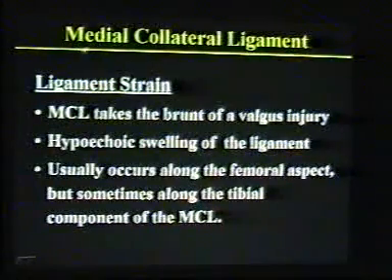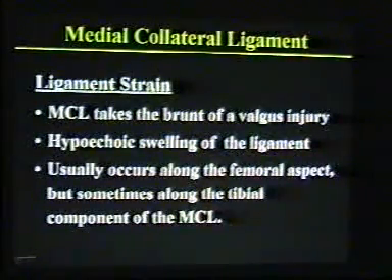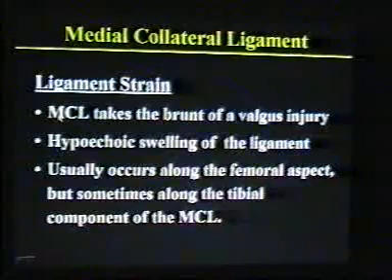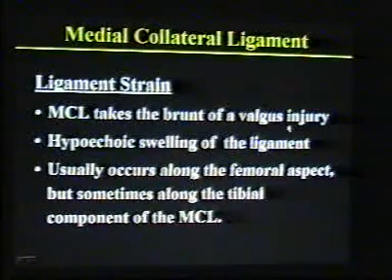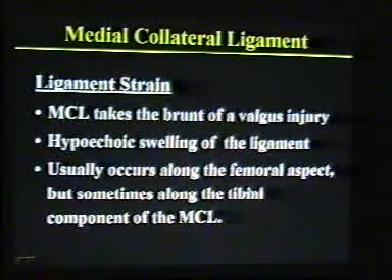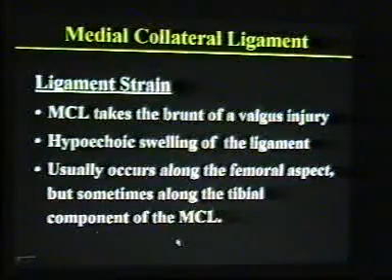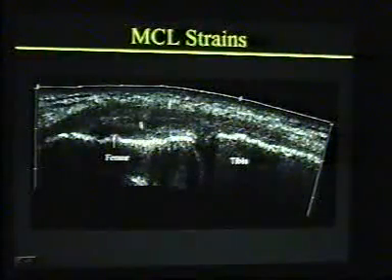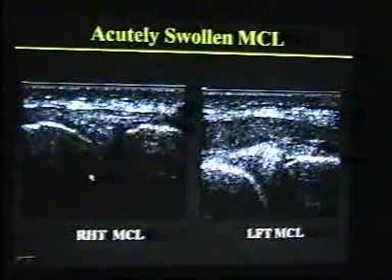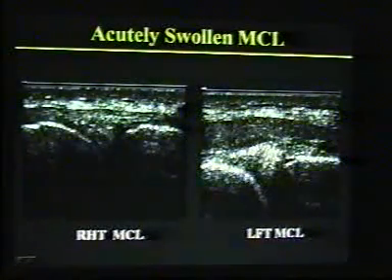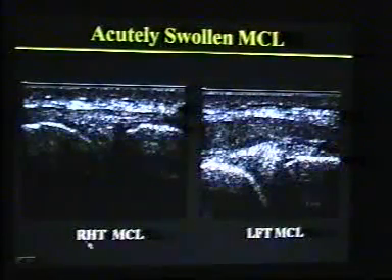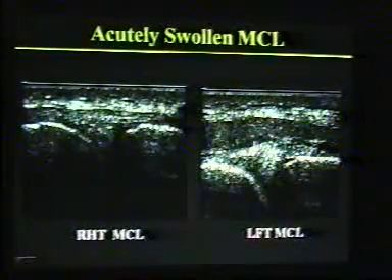Then coming to medial collateral ligament, a ligament strain is very easy to be diagnosed. On ultrasound, medial collateral ligament takes the brunt of a valgus injury, hypoechoic swelling of the ligament, and usually occurs along the femoral aspect, but sometimes along the tibial component. Here we can see the strain, inflammation, and few fibers are torn. Here you can compare it with the contralateral side. This is acutely swollen medial collateral ligament, and on the right side, it is normal. So area is increased, hypoechoic.